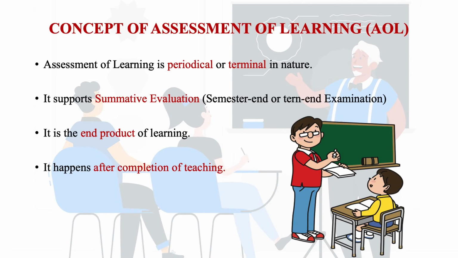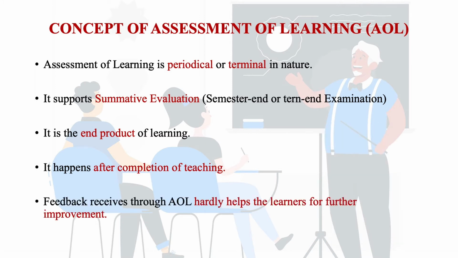Then further we can say it happens after completion of the teaching. The feedback that we receive through assessment of learning, that is feedback received through AOL, hardly helps the learner for further improvement. So, friends, here you see, the feedback or the comments that the learners will get come after completion of that period or that semester. Again that semester will not come back, or that particular academic session will not come back, because the teaching learning process has already completed. So that is why, with the feedback you get after the semester end examination or the annual examination, the learners hardly get any scope for further improvement. So that is why these are the traditional approaches of assessment in the teaching learning process that we were doing earlier.